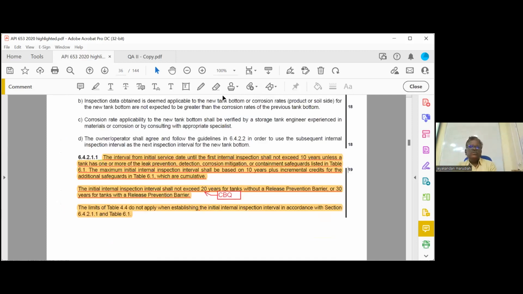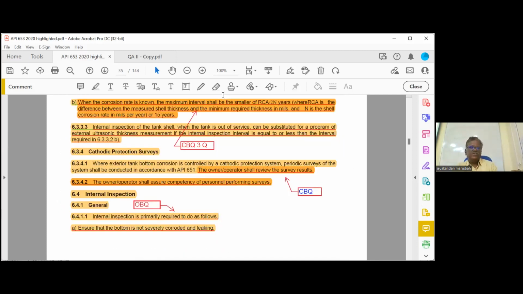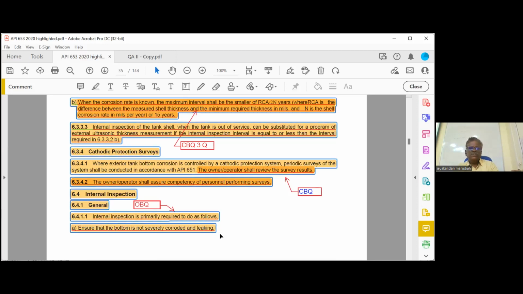Okay. So these are the key points. So please highlight this one. Internal inspection. Highlight this one. The internal inspection is primarily required to do as follows. A. Ensure the bottom is not severely corroded or leaking. Highlight this one. Page number 6-2. Last slide.